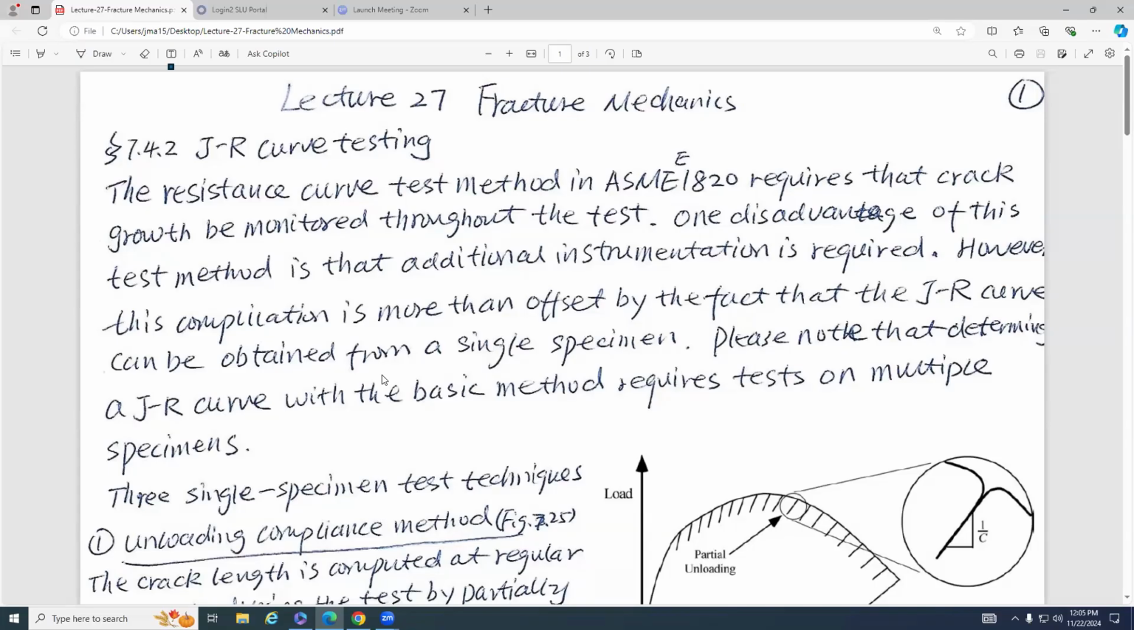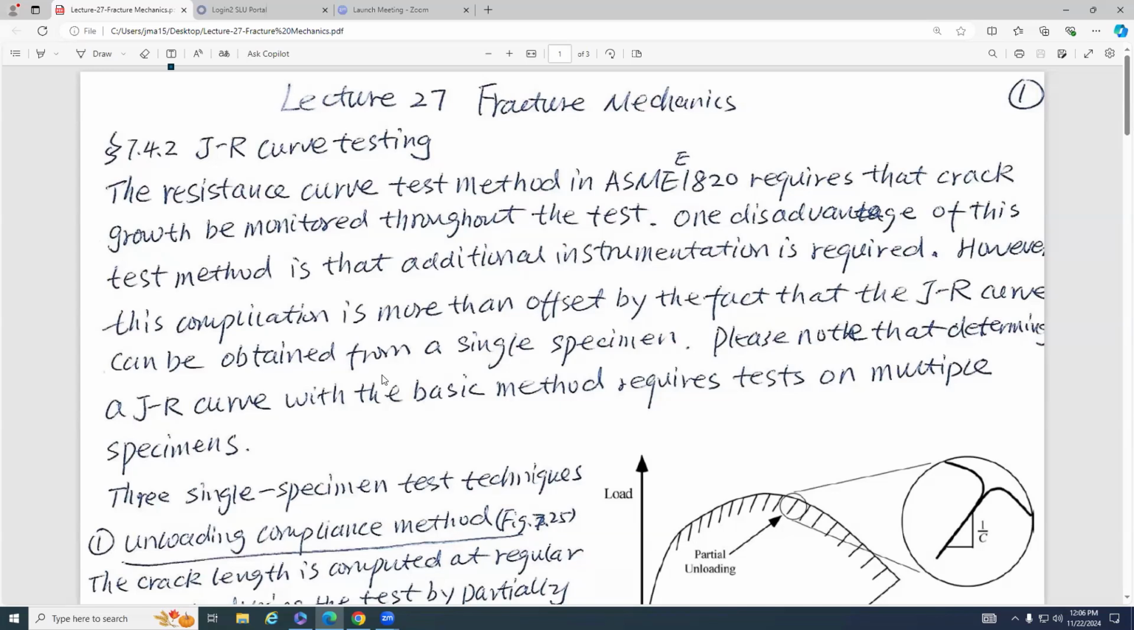Right, so the resistance curve test method. Here is a typo, I'm sorry. It should be ASTM, not ASME. If you have this handout, you can change it to ASTM. ASTM E1820 requires that the crack growth be monitored through the test. You need to continuously monitor the crack growth.